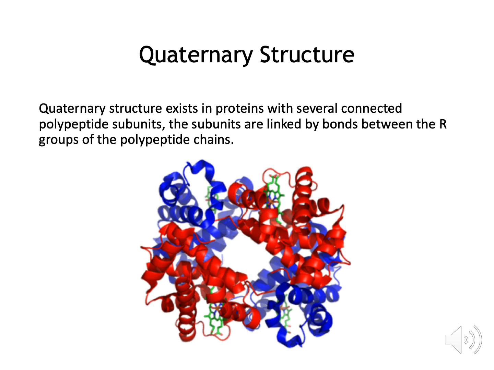Many proteins are made up of more than one subunit. Quaternary structure exists in proteins with several connected polypeptide subunits. The subunits are linked by bonds between the R groups of the polypeptide chains. For example, hemoglobin is made of 4 subunits. This can be seen by the 2 blue subunits in the diagram, and then 2 red subunits in the diagram, so a total of 4.